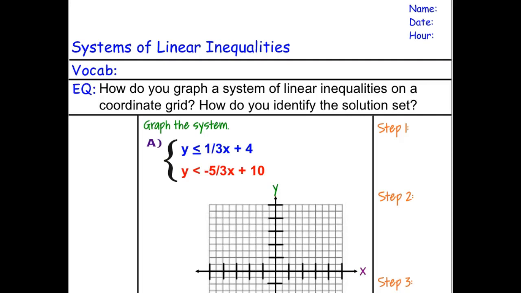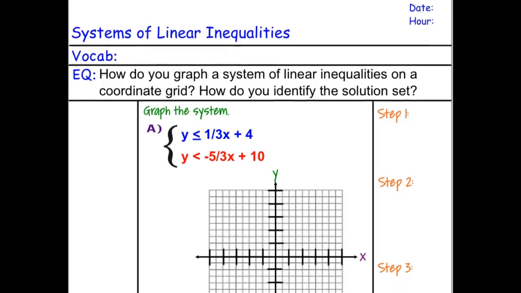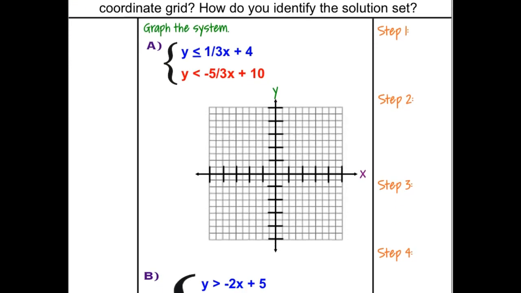All right, guys. Now we have all our pieces: absolute value inequalities, absolute value equations, linear inequalities, and now we're going to put it kind of all together. We're going to do systems of linear inequalities. You know how to do systems of equations, and your solution was where the lines intersected. Now we've got systems of linear inequalities, and we'll talk about what that solution looks like in just a minute.